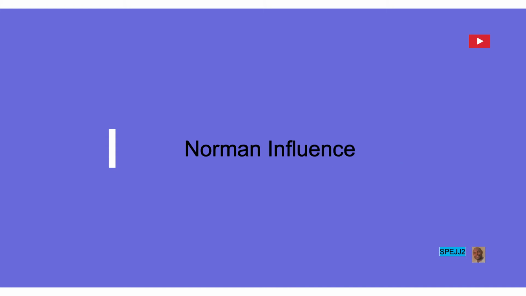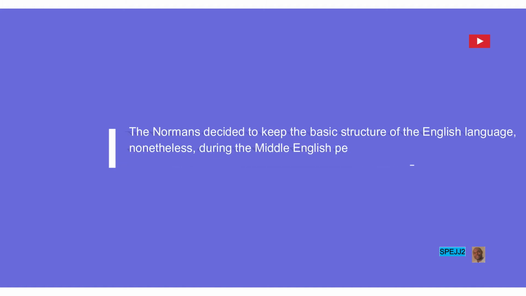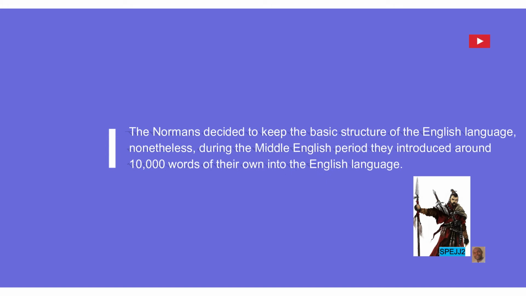Norman influence. The Normans decided to keep the basic structure of the English language. Nonetheless, during the Middle English period, they introduced around 10,000 words of their own into the English language.